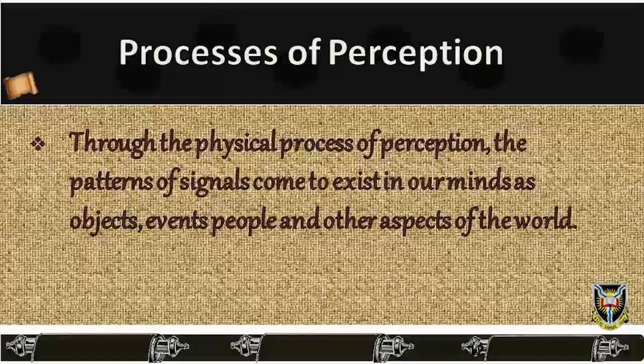Processes of perception. The process of perception can be described in the following ways. Sense organs change the various physical signals into nervous impulses, and these impulses then travel to the brain. Through the physical process of perception, the patterns of signals come to exist in our minds as objects, events, people, and other aspects of the world.